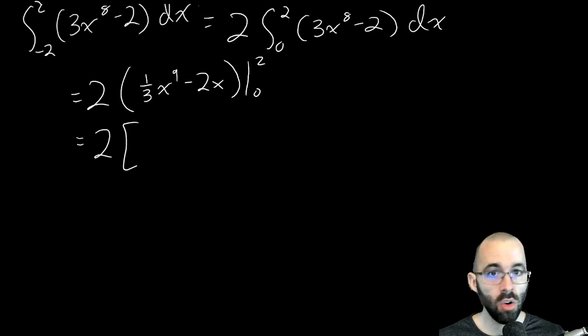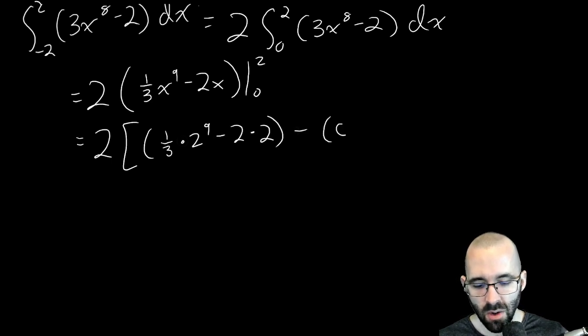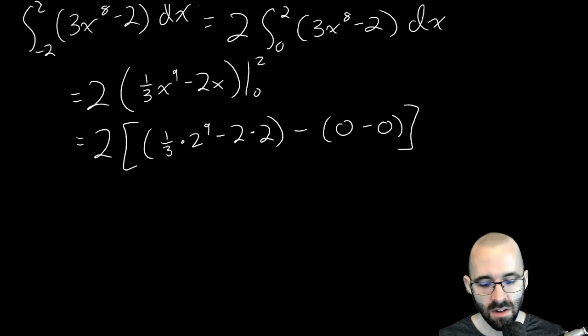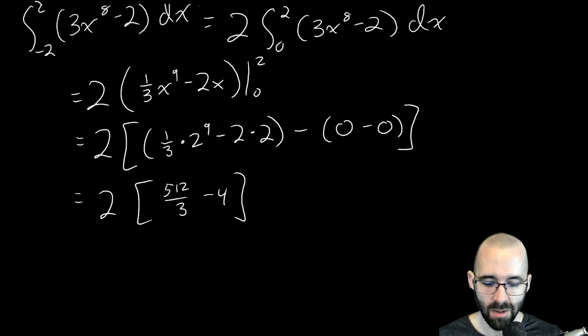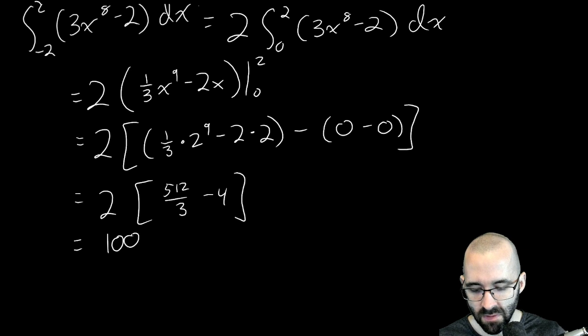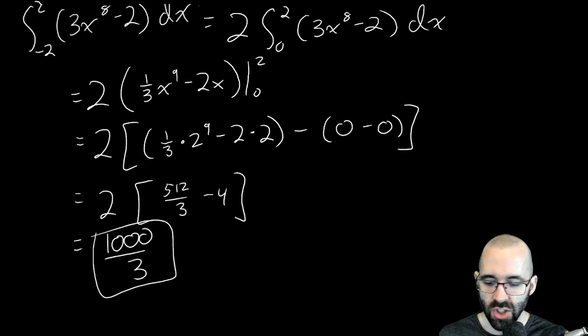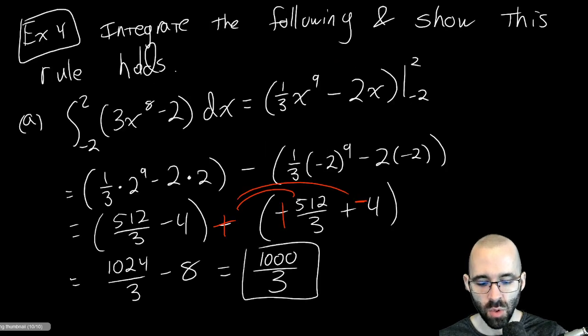The 2 is out in front of the whole thing. And we're going to get 1/3 times 2 to the 9th minus 2 times 2, just like we had before. But the other one just becomes 0 minus 0. And then again, just like before, this is going to become 512/3 minus 4. And when we double and combine like terms, we're going to get the exact same thing of 1,000/3. And we can check our answer, but we just showed that both of these are the same. We've shown that this rule holds for this problem.